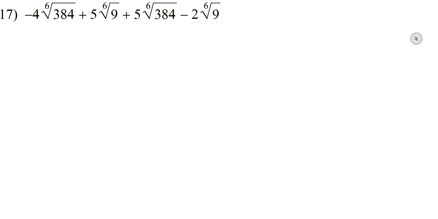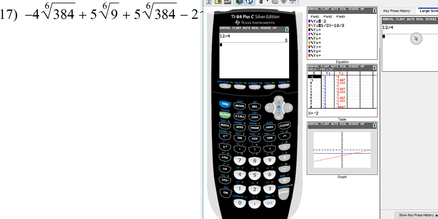Alright, 17. This is where things get big. 6th roots. So let's say you get to a question and you didn't have that handy table waiting for you. What could you do? Well, you could do 2 to the 6th, 64, 3 to the 6th, 729. You kind of make your own table, and you see it gets really large really fast. So unless these numbers are huge, it's not really going to help us.